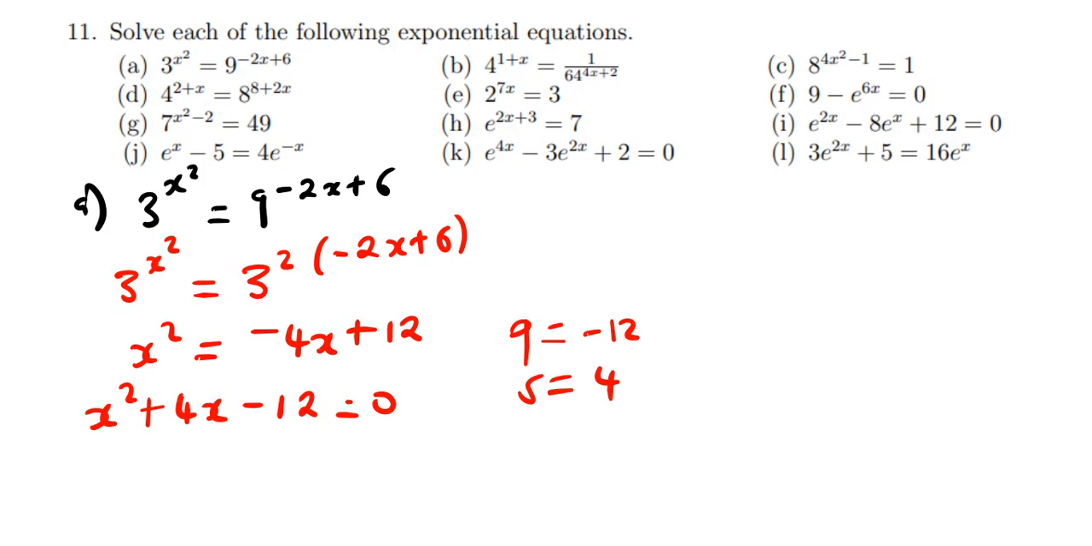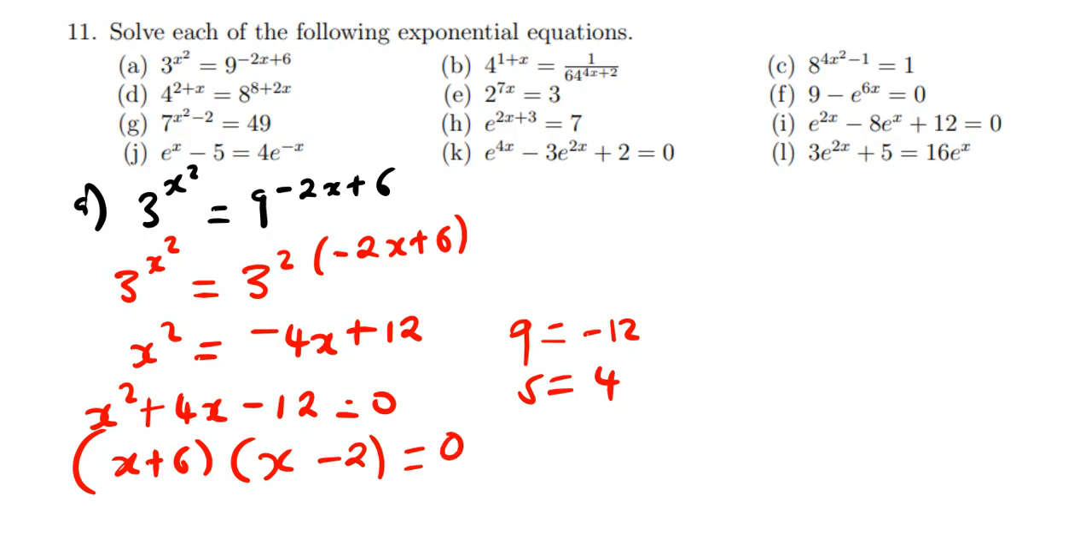Two numbers that when we add them give us 4, but when we multiply them give us negative 12. Okay, so what are those two numbers? You know that 6 and negative 2 are going to do that, right? So I'm just going to say x plus 6, and I'm also going to say x minus 2, and that is equal to 0.